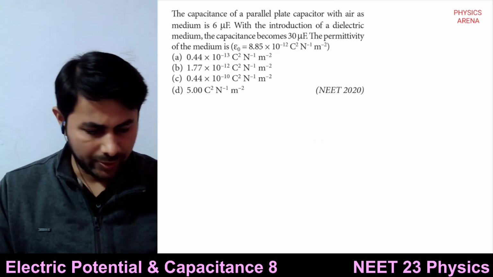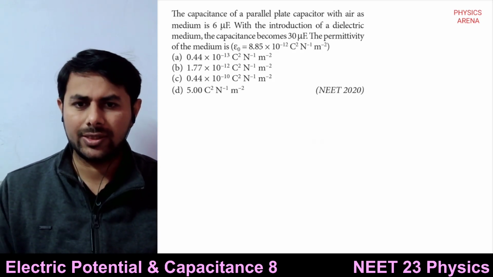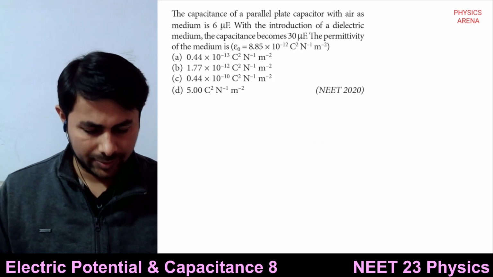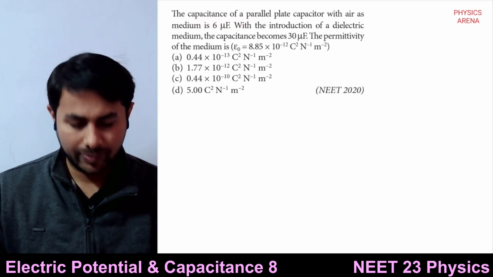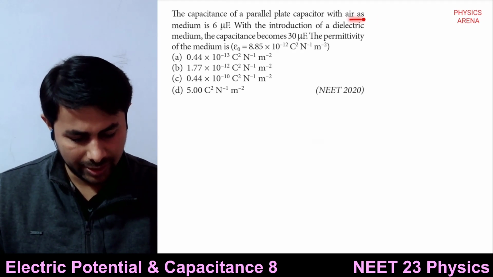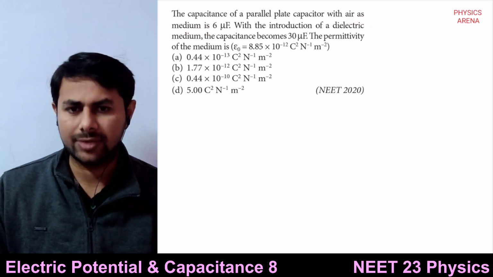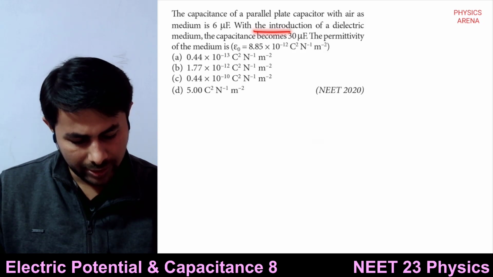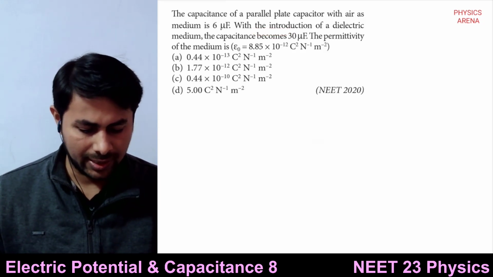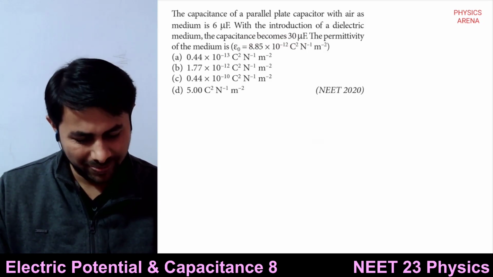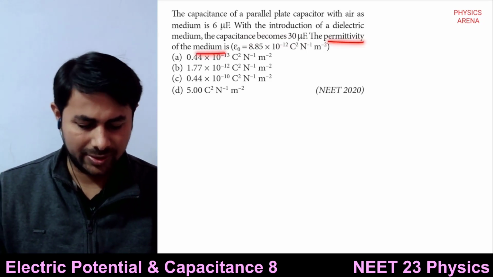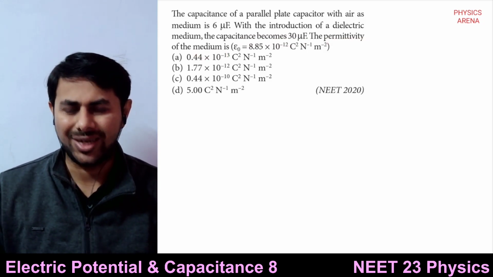So let us solve some problems based upon what we discussed last time. Okay. So this is the first problem. The capacitance of a parallel plate capacitor with air as a medium is 6 microfarad. With the introduction of a dielectric medium, the capacitance becomes 30 microfarad. The permittivity of the medium is? This is a very simple question, right?